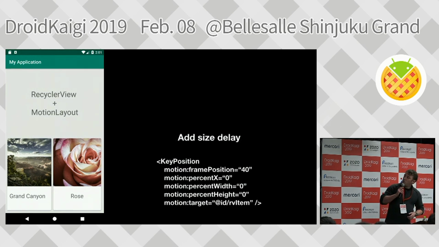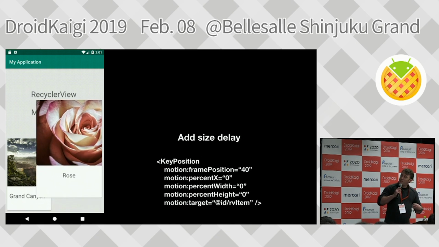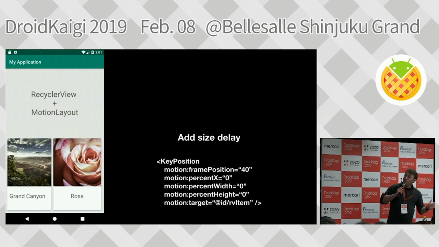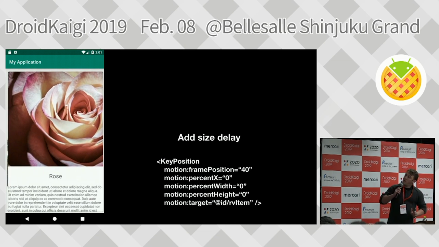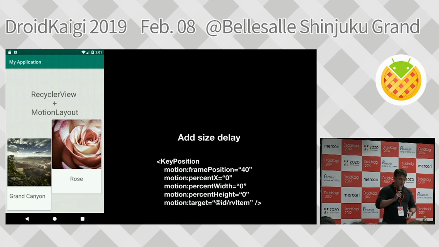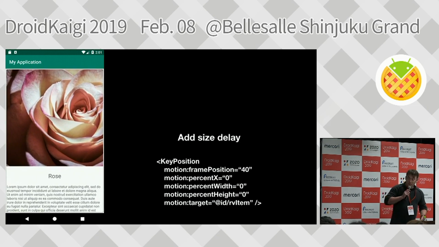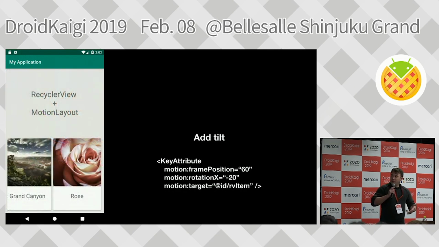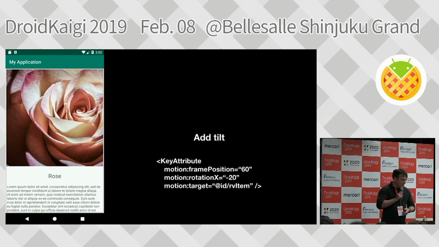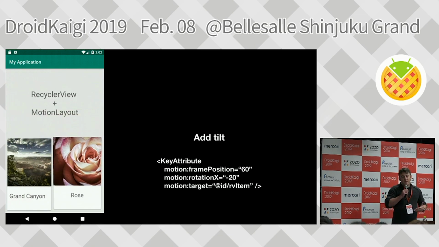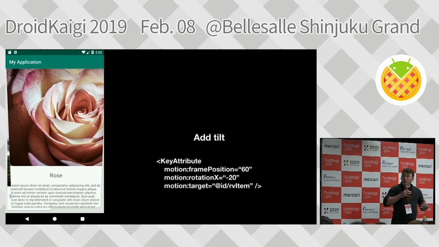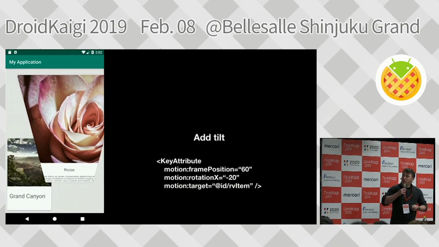So let's say that I want to delay a little bit the size change. Trivial. I just add a key position specifying that there is not going to be a change until position 40. That way, the element doesn't change, and it provides this little animation like that. But we could go a little further, of course. If I want to add this tilt that looks very fancy, I can just add a key attribute specifying the tilt. So that's the big idea here: we'll basically offer you all the stuff that you have in MotionLayout to provide this kind of interaction.